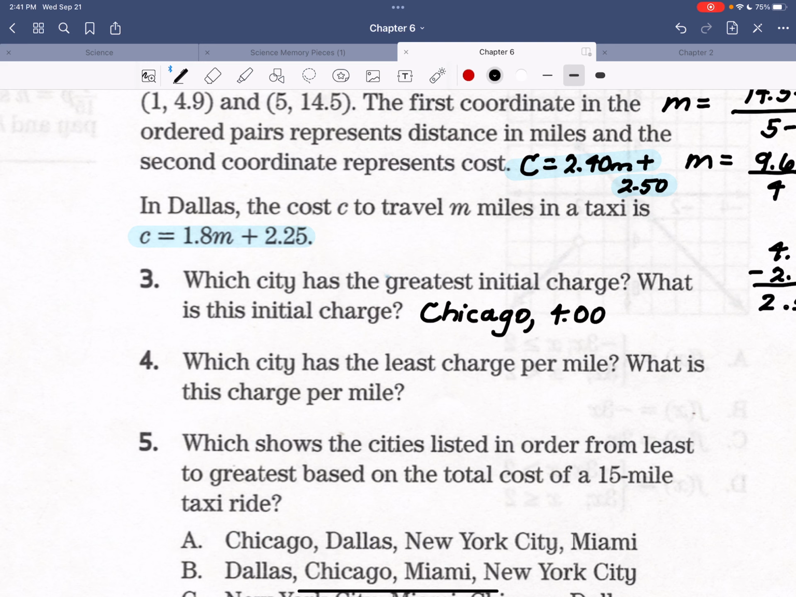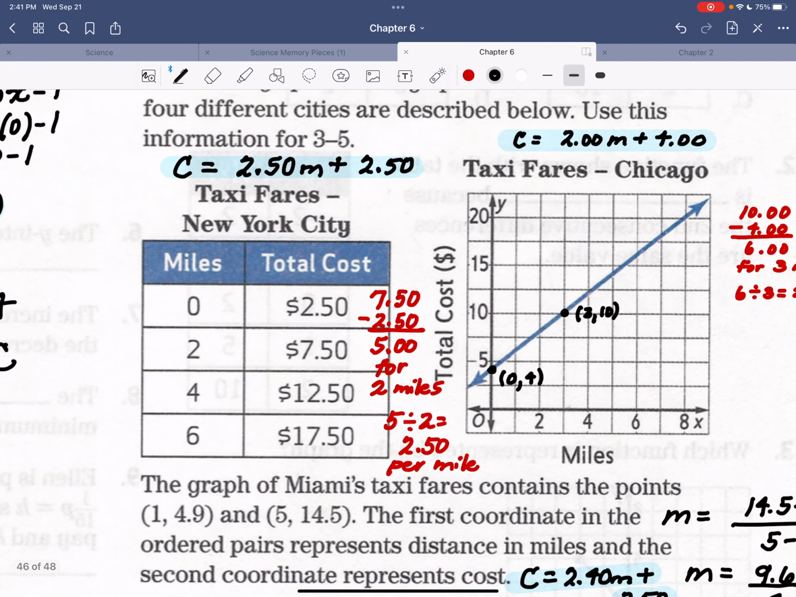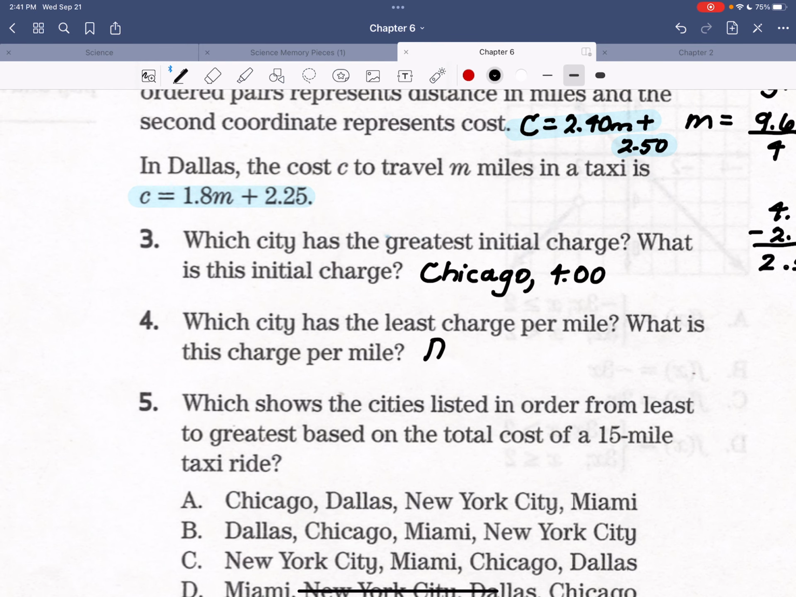You have to pay $4 in Chicago. Number 4, which city has the least charge per mile? That's the slope. So we have Dallas at 1.8, and no one else is lower than that. So I'm going to go with Dallas. And what is that charge per mile? $1.80 per mile.